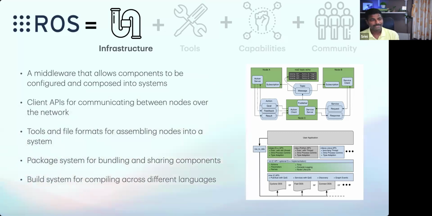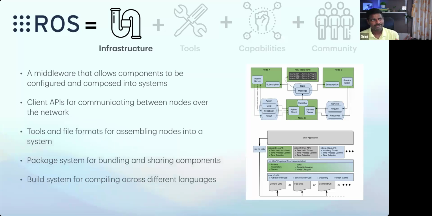If you worry about microseconds, which is thousandths of a millisecond, then sure, with networking there is going to be a hit compared to shared memory based operations. But most of the nodes in ROS probably don't care about those kinds of delays. So that is why it is a better design choice that ROS took. Then there are also tools and file formats for assembling the nodes into a system.